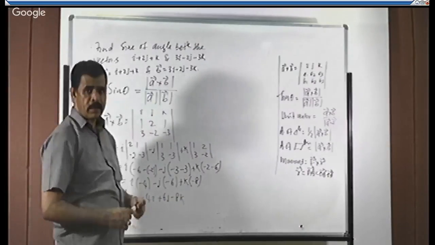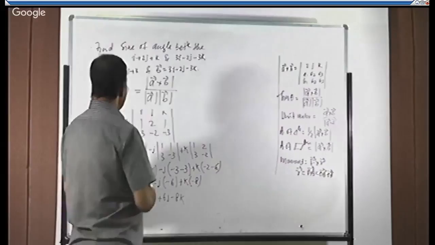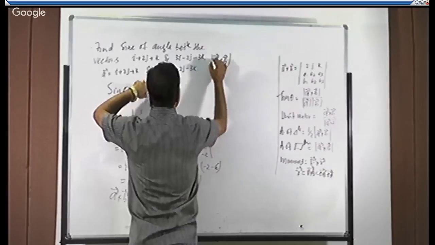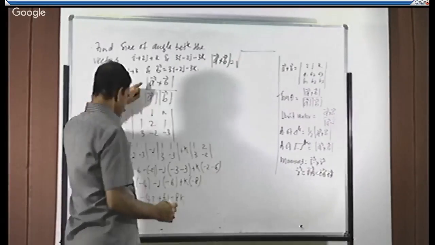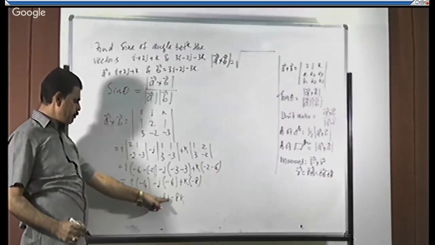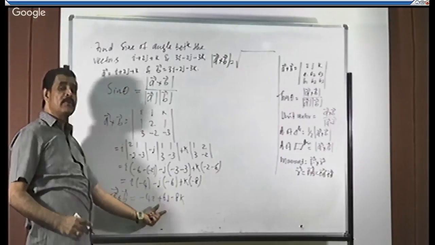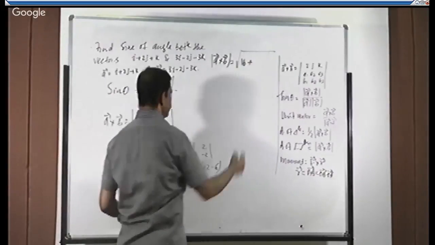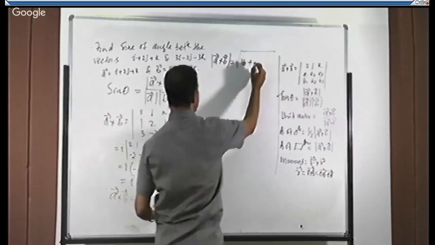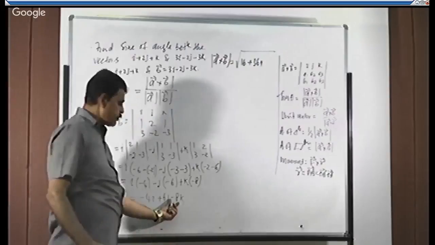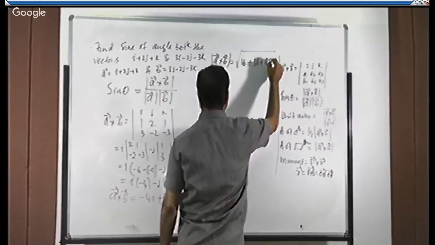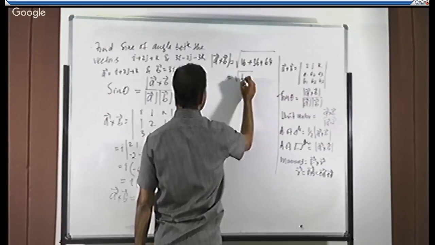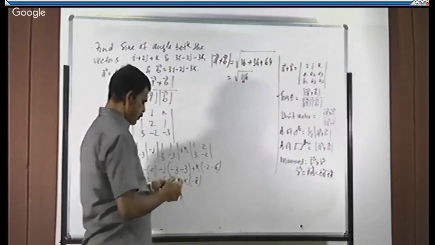This is A cross B, right? We need magnitude of A cross B. Therefore, magnitude of A cross B is equal to, which is A cross B, minus 4i plus 6j minus 8k. Just take the numbers, square them and add it. Minus 4 square is what? 16. Plus 6 square is what? 36. Plus minus 8 square is what? 64. This is equal to 116.